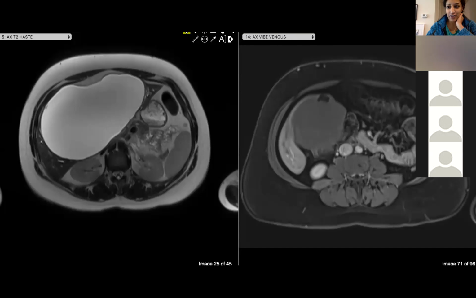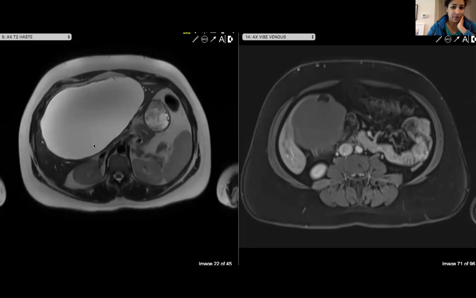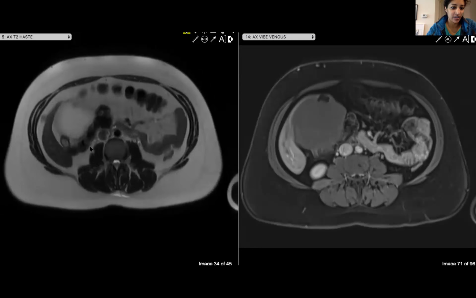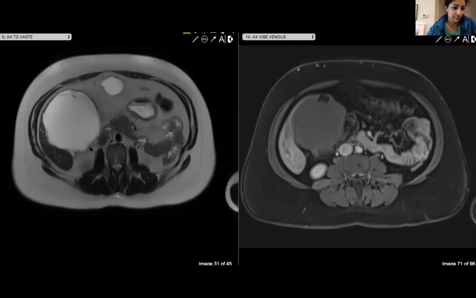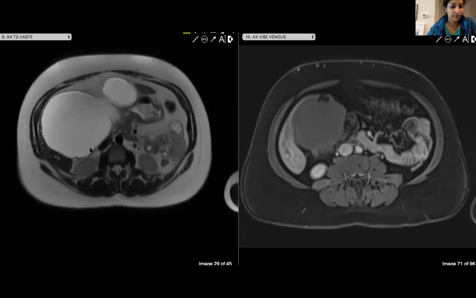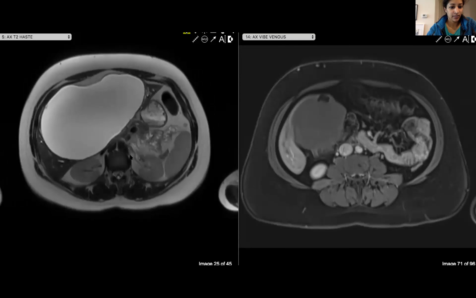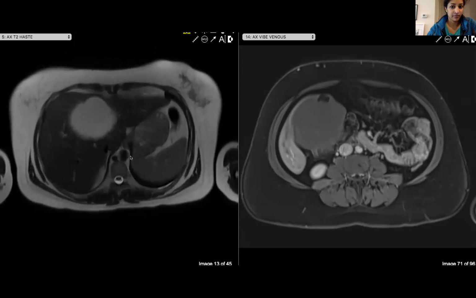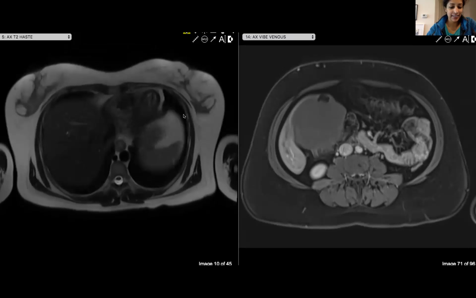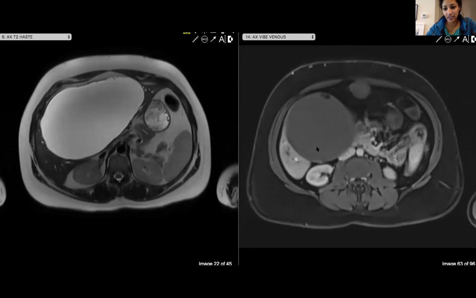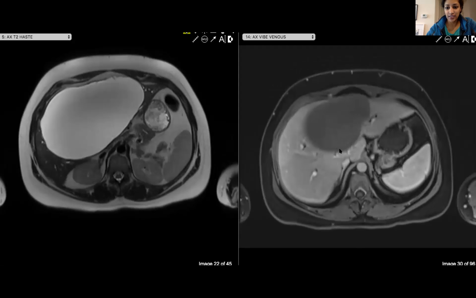Okay, so this is my first case. So anybody want to chat in or shout out what you think about this? This patient was a younger woman. Any guesses? So this was the T2. We can see that there's this large cystic lesion in the center of the liver. This is the venous phase.